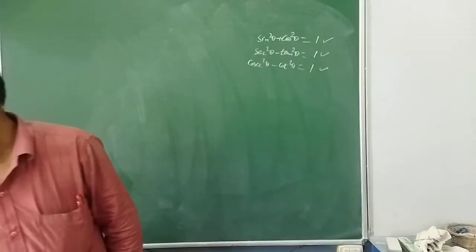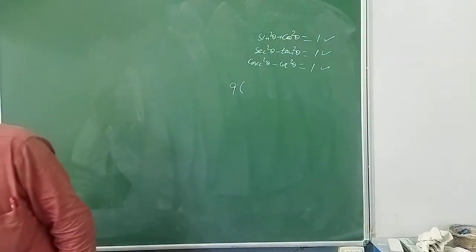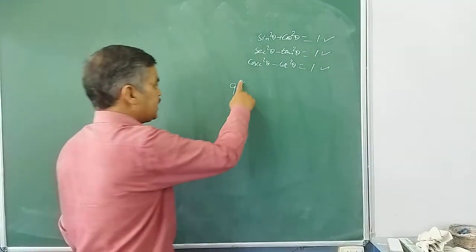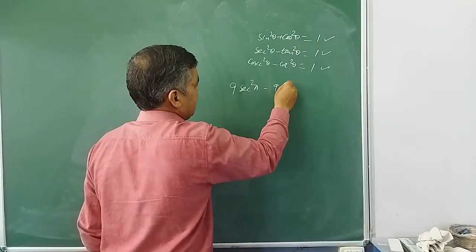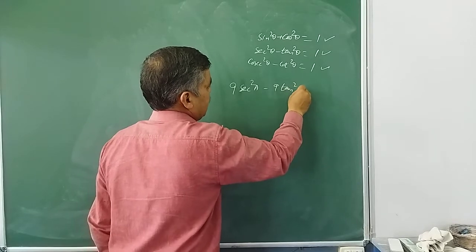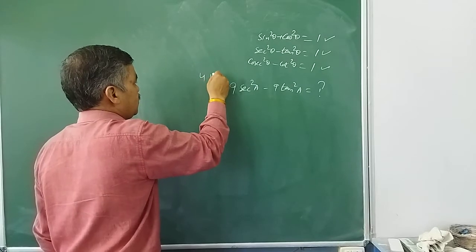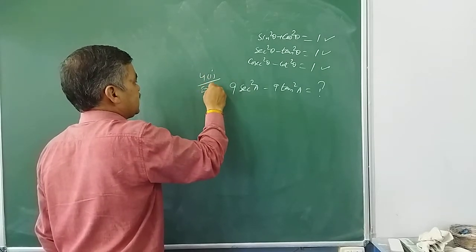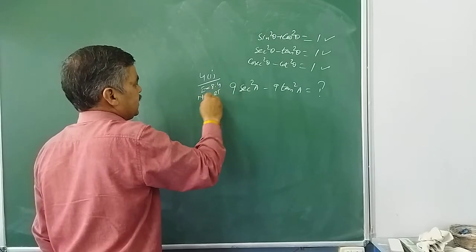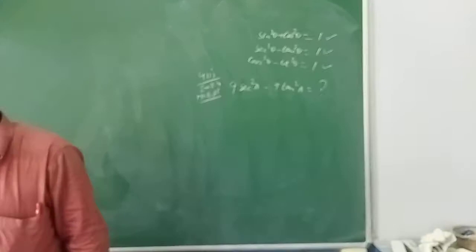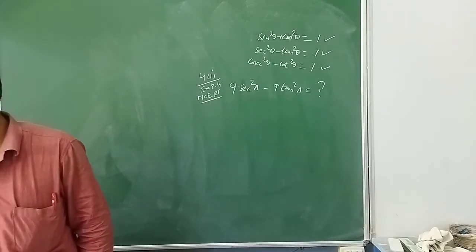Like the first is 9 secant square a minus 9 tangent square a is equal to, there are 4 options given to you. Question 4, first part, in exercise 8.4 of NCERT. So you can keep a watch upon that. There are 4 options, you just read all 4 very carefully.